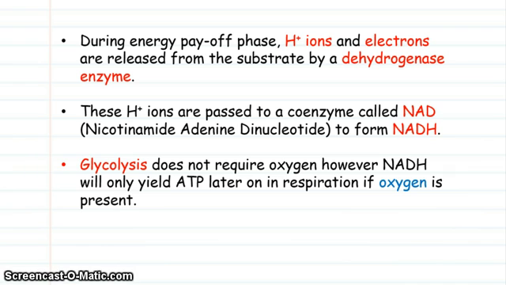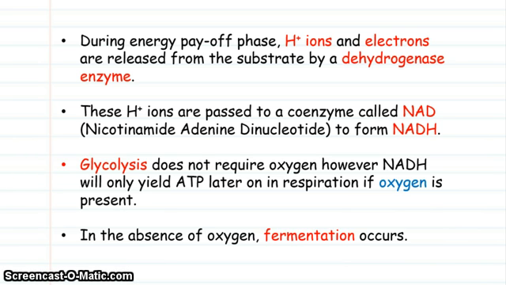Now, glycolysis itself doesn't need oxygen. However, towards the end of respiration in the electron transport chain, as we'll see later on, NADH will be used to generate ATP, but only if oxygen is present. And if there's no oxygen present, then fermentation occurs, and essentially respiration stops at the end of glycolysis.